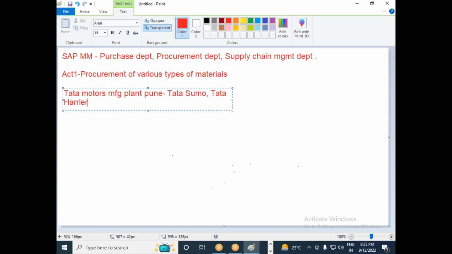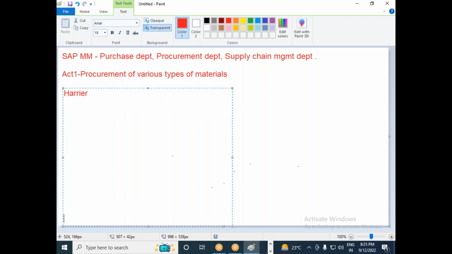If they want to produce or assemble Tata Sumo and Tata Harrier, they need so many spare materials, right? What are the spare materials? They need tires. Let us say to produce one car, they need 5 tires. They need engine. They need tubes, 5 tubes. They need one engine for one car. Tire, tube, engine is required so that they will be able to manufacture the Tata Motors car.